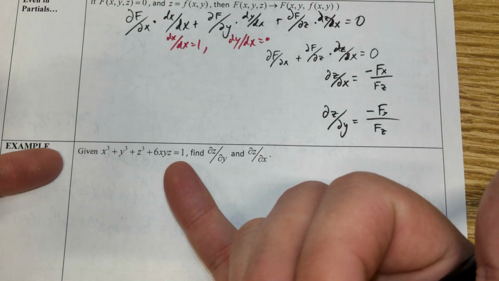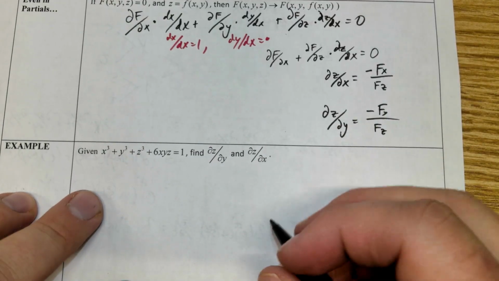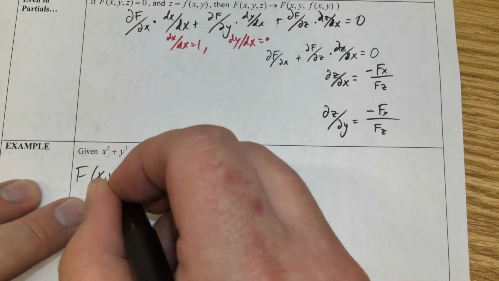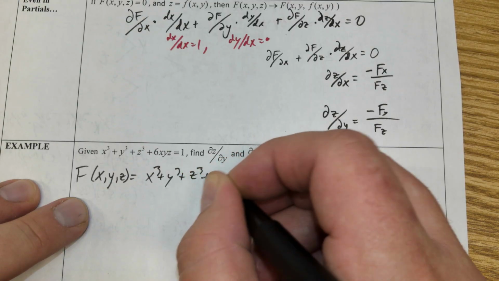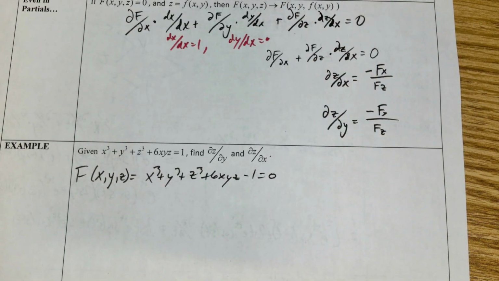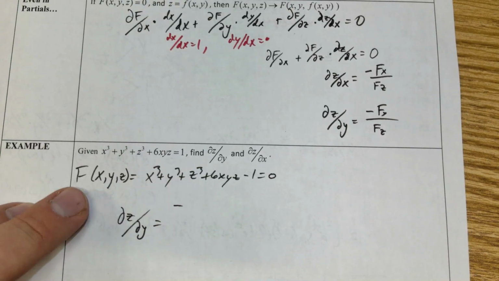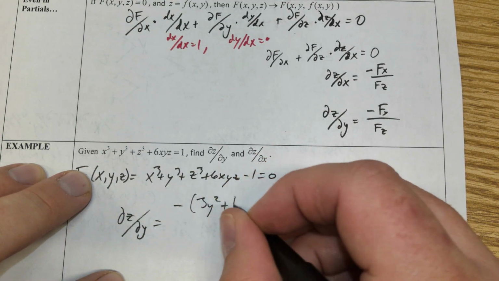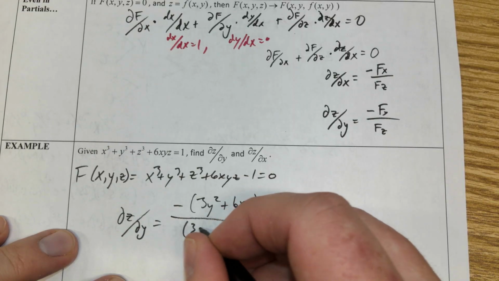So again, I'm looking at this example. Right, these look terrible. This looks massive, but I'm able to shortcut it. If I know that f of x, y, z is x cubed plus y cubed plus z cubed plus 6xyz minus 1 equals 0, this shorthand now applies, where I can just jump to my answer. Partial z partial y is negative f sub y, 3y squared plus 6xz, over this thing, f sub z.